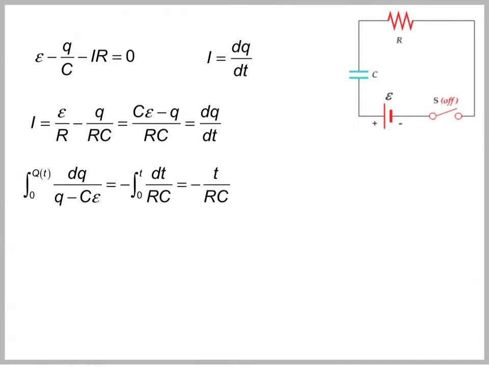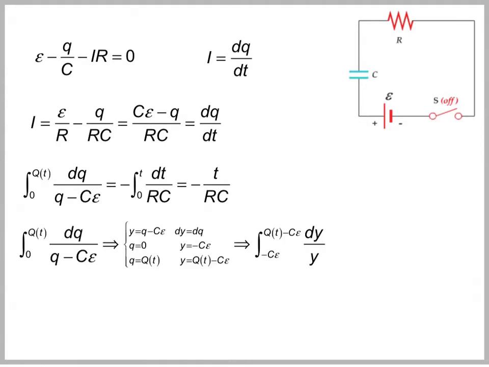So the first one's easy. It's just minus t over RC. The second one, we'll need to do a variable substitution. It looks like if we use y equals q minus CE, that'll work. So we're going to do that. Then dy is equal to dq.